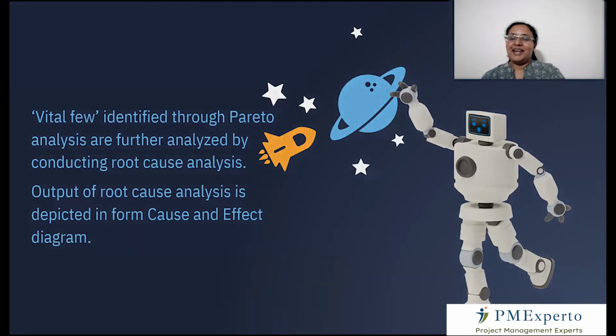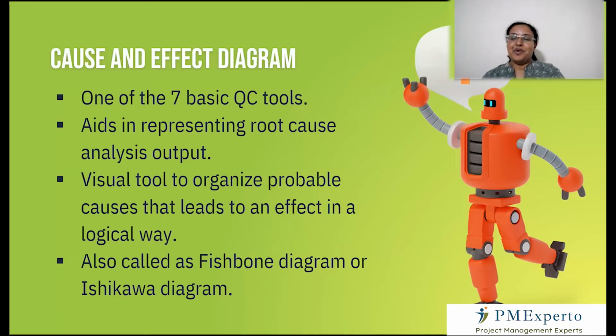Let's take a look at the 3 steps involved in performing root cause analysis. The cause and effect diagram, once again one of the 7 basic quality tools as we discussed, depicts the output of root cause analysis. The main intention is to organize the probable causes leading to the effect in a more logical way. The name fishbone diagram comes because the diagram looks like a fishbone, or it is also named the Ishikawa diagram after the Japanese engineer who first came up with it. Let's look at the 3 steps first.